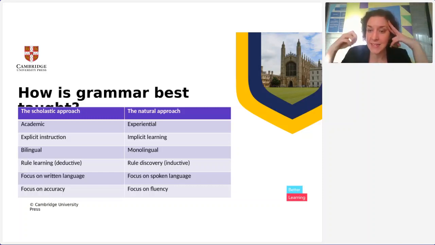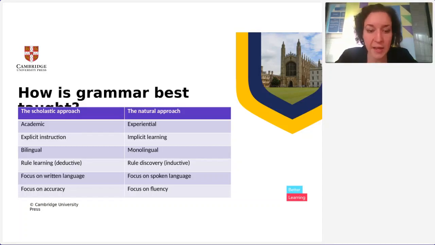So we elicit the rule out of a student based on the context, but we don't instruct them how to speak based on the formula. Monolingual, we naturally learn the language using one language. Yeah, when we are born, we don't use two languages to translate from something to something unless it's nonverbal communication. Rule discovery. So students kind of discover the rules. They observe the language and discover the rules. Focus on spoken language. So we use it to communicate with each other in a real situation. So we speak with each other, and focused on fluency, not accuracy, but fluency.